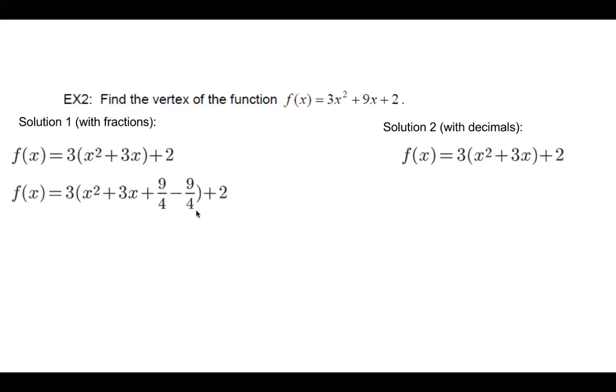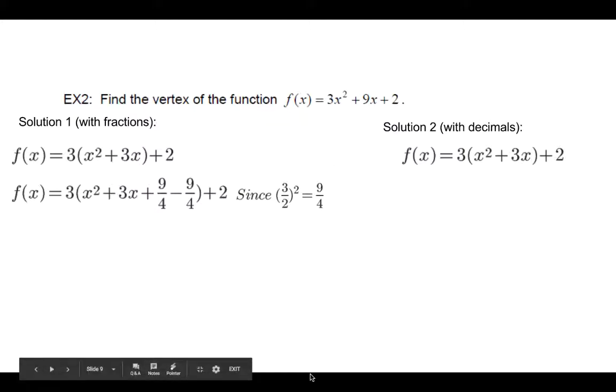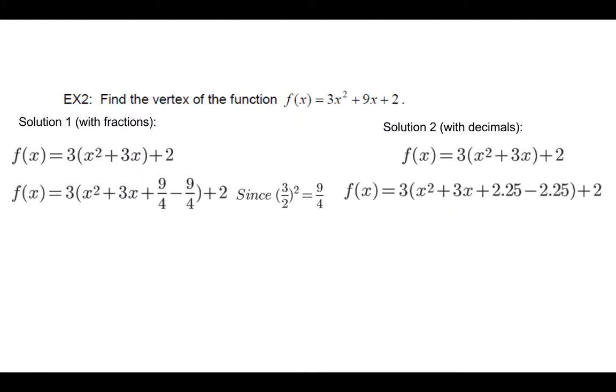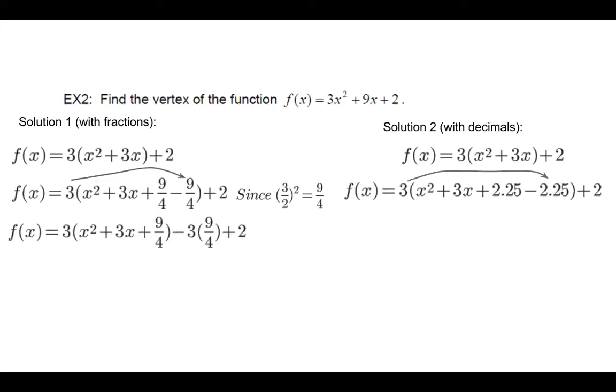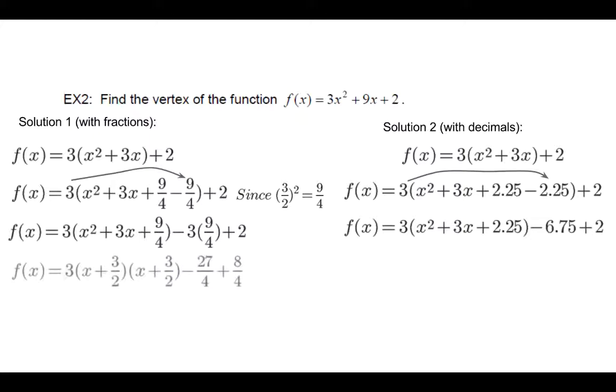Then we subtract 9 over 4. With decimals, 3 over 2 is 1.5, squared is 2.25. And that's the same as 9 over 4. Distribute the 3 to the negative 9 over 4, so you get 3 times 9 over 4. With decimals, distribute the 3 to the 2.25, and you get 6.75. And then factor that middle term to half of the 3.